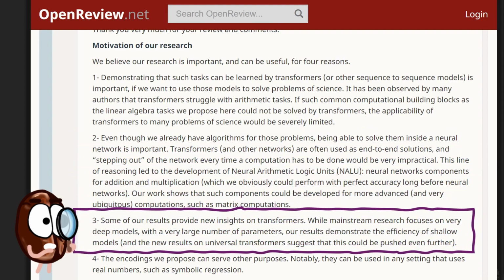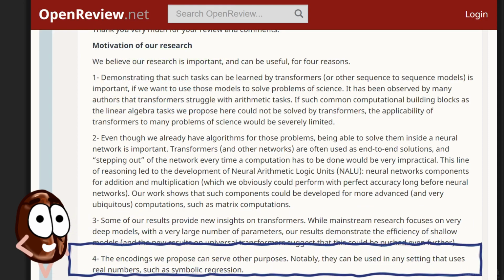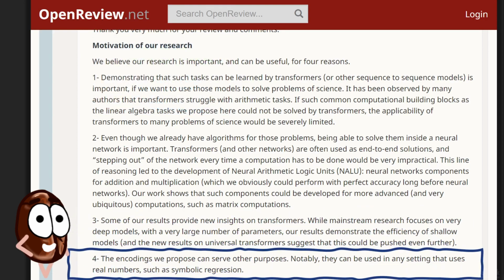Two more arguments focus on providing general insight on transformers that are small. We are not talking about GPT-3 sized models here, but about shallow, simple models that one scientist can train on his GPU at home. Also, the encodings, representations, and insight can be used for purposes other than linear algebra.